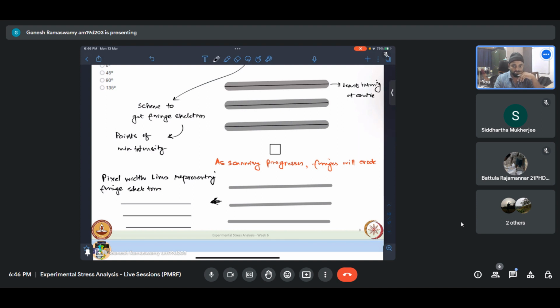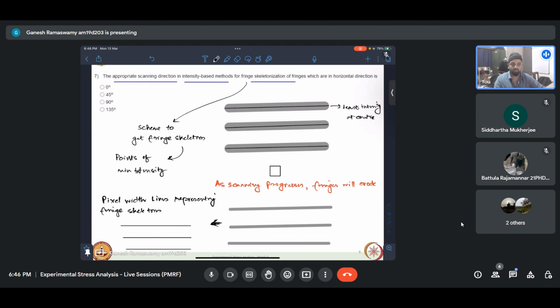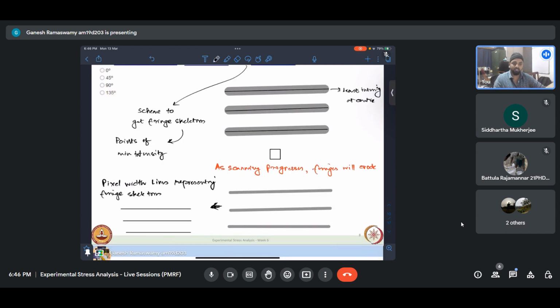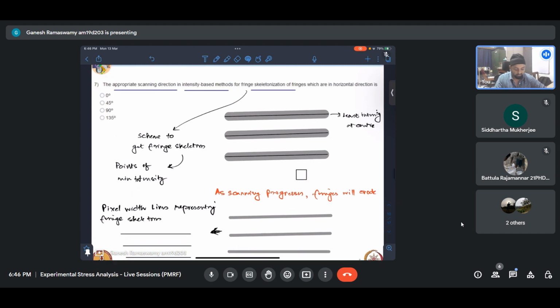For example, horizontal fringes such as these we see in the case of pure bending. If we were to take this to be fringe order 0, then these will be fringe order 1, something to that effect. In such a case, it is essential that our scanning mask meets our fringes in the perpendicular direction, because essentially we need the normal to that fringe to be parallel to the scanning path. In such cases, for fringes which are horizontal in direction, our scanning scheme naturally should be 90 degree.